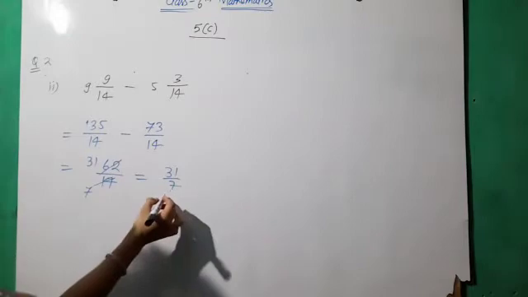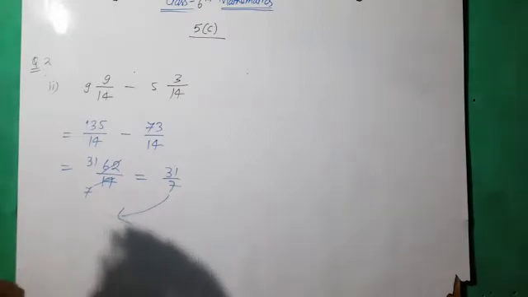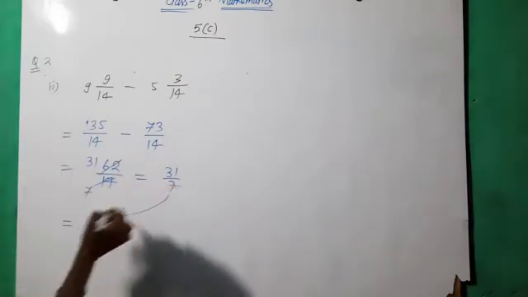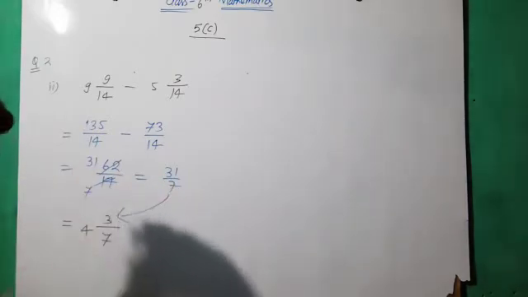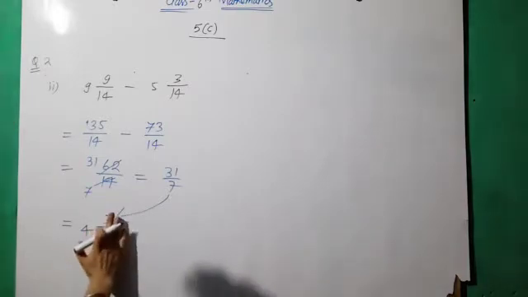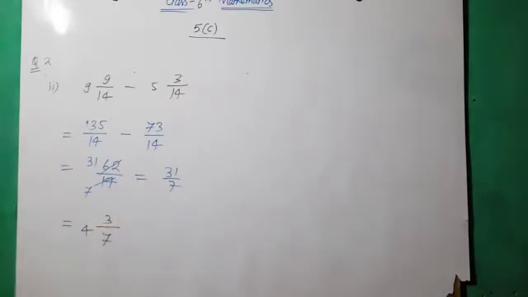If you have to change this improper fraction into a mixed fraction, we have to change it. This is the change of this fraction. So our answer is 4 whole 3 by 7. Similarly, you have to apply the same procedure with question number 1, question number 3 and 4. This will be your homework.